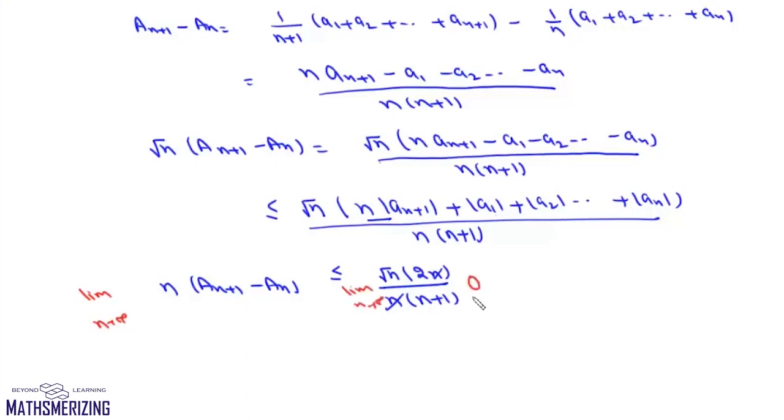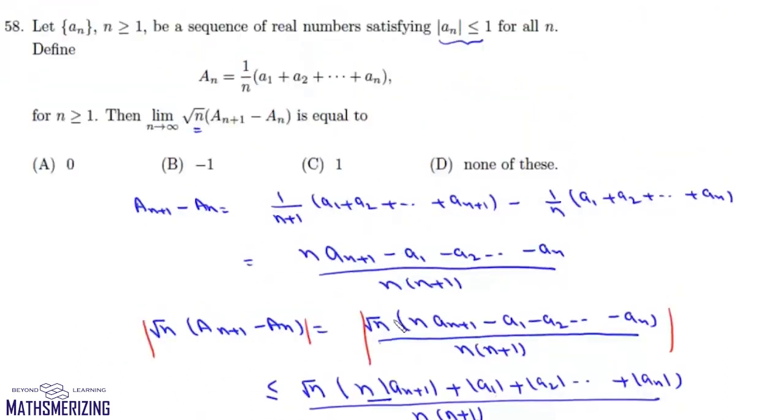This limit here is 0. Now since we have taken this mod sign here, it should be this mod value. So this value can never be less than 0. The only value possible in this case is 0. So this limit, as n tends to infinity, a_{n+1} minus a_n will be 0, and that's your option A.